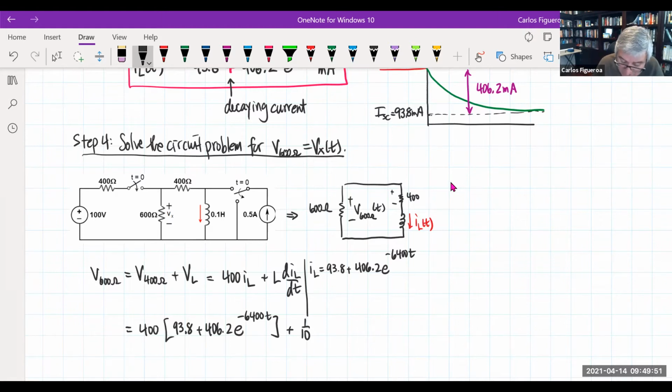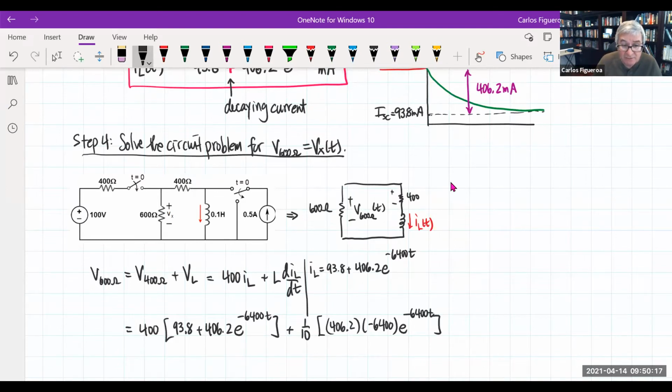Clearly the first term is 0. It's the second term that I'm going to do. So you're going to see that I got to bring down a minus 6,400 down. So then when I look at this thing, this is going to be 406.2 times minus 6,400 times e to the minus 6,400 t. And that's my voltage of the 600.